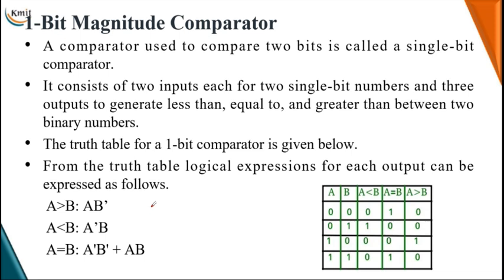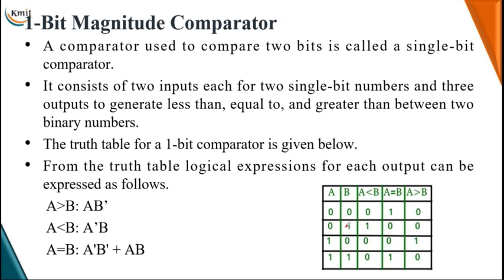Now the truth table for a 1-bit comparator is given here. We have the inputs a, b along with their 3 outputs: a less than b, a equal to b, and a greater than b. Let me start with the first combination. Only single bits, so the magnitude of a is 0 and the magnitude of b is also 0. Both magnitudes are equal. So a equal to b is 1, a less than b and a greater than b are 0.